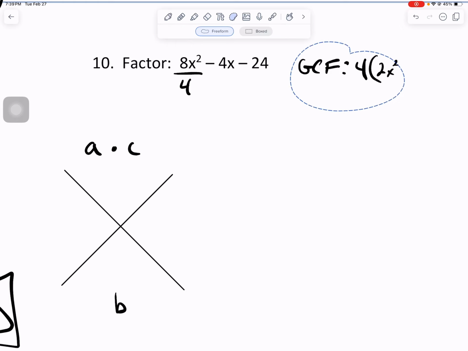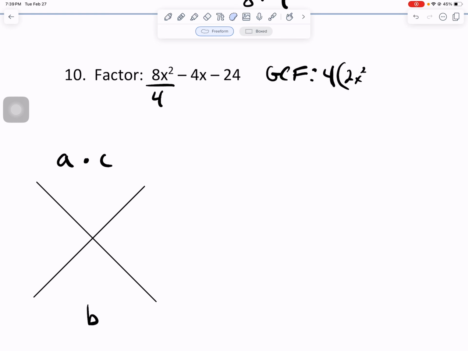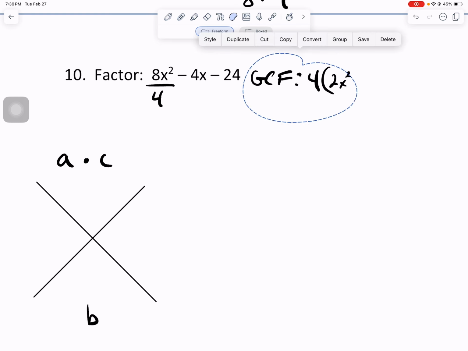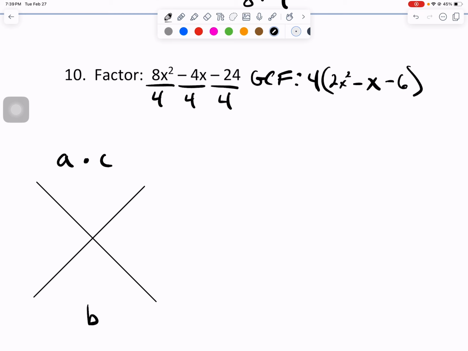Now, if we divide by 4, we would get 2x squared. Let me actually move this over here. Do I have enough room? No, I should probably move this here. No, this works. Sorry about that. Negative 4x divided by 4 would give us negative 1x. You can just write it as minus x. And negative 24 divided by 4 would give us negative 6. So now our 4, we will simply set it and forget it.